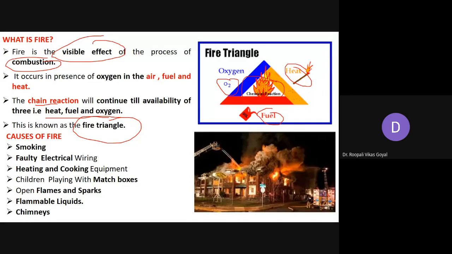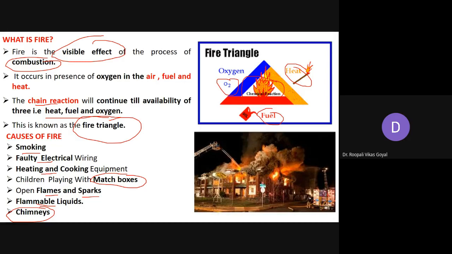Normally the causes of fire are smoking, faulty electrical wiring, heating and cooking appliances or equipment that are not properly managed, small children playing with a matchbox that can catch fire if not properly handled, and open flame or spark, flammable liquid if you are using it, and chimneys. If anything goes wrong in any of these cases, fire may take place.